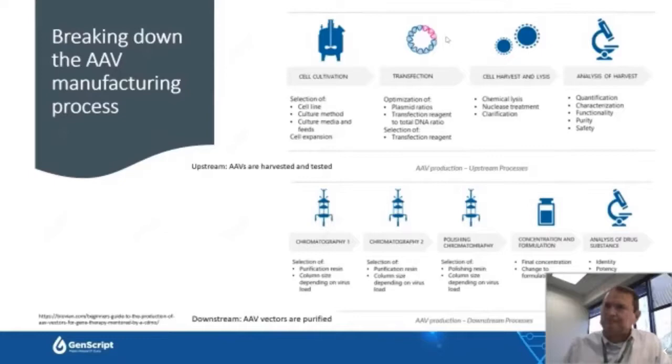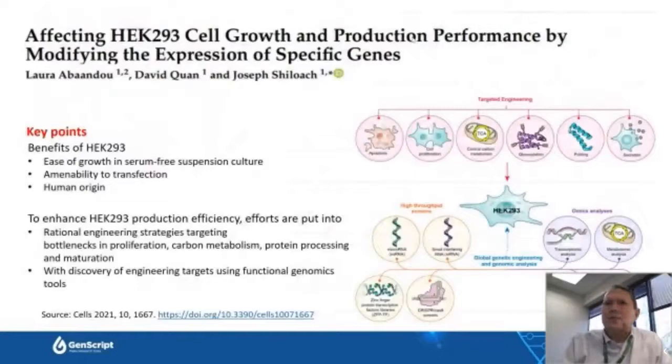The HEK293 cell growth and production performance is looked at GenScript with great effort. And what we see is the benefits of the HEK293 is the ease of growth in serum-free suspension culture, its amenability to transfection, and it's also of human origin. And to enhance this HEK293 production efficiency, efforts are put into rational engineering strategies targeting bottlenecks in proliferation, carbon metabolism, and protein processing and maturation.